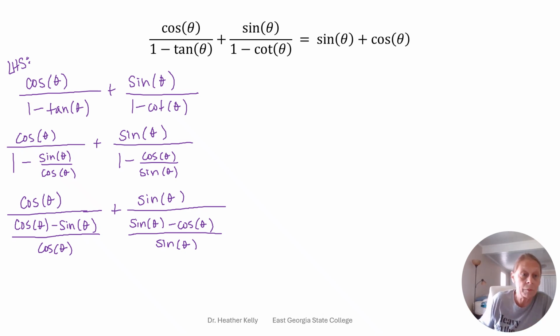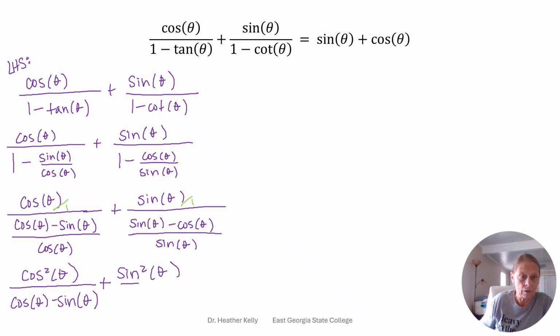Now, remember that this is over 1 and this is over 1. So I'm going to flip and multiply here. And when I flip and multiply, this becomes cosine squared theta over cosine theta minus sine theta. And then over here, this is going to become plus sine squared theta over sine theta minus cosine theta.